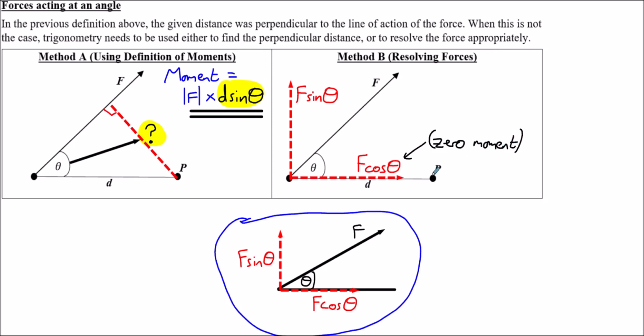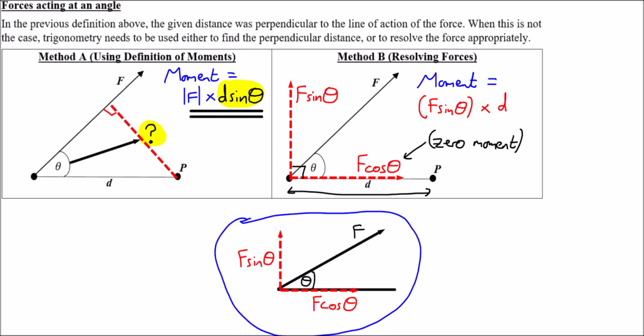And the only force which will have a moment will be this vertical component, F sine theta, which, because of the way we've resolved it, is already now perpendicular to this distance here, d. So, thinking of it this way, the overall moment we'll have will be F sine theta, this force, multiplied by the perpendicular distance of that force from P, which from here to P has already been given as d. So F sine theta times d, or d sine theta multiplied by F, is one and the same.